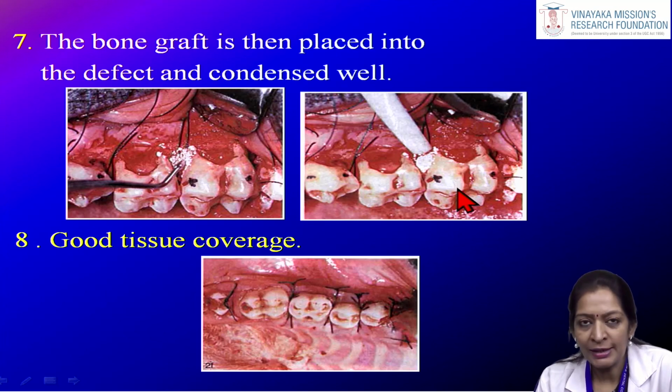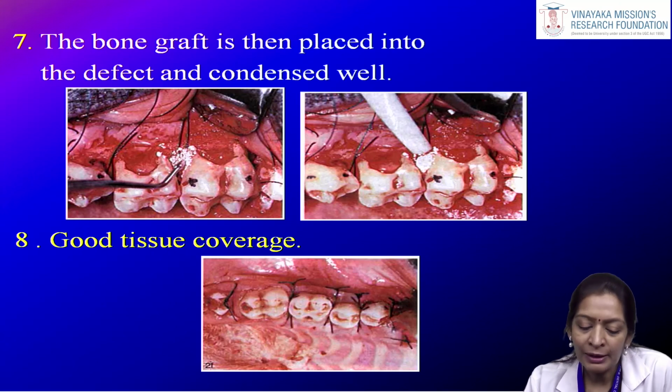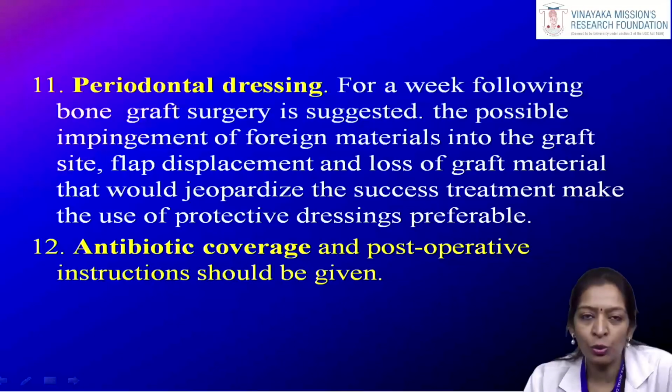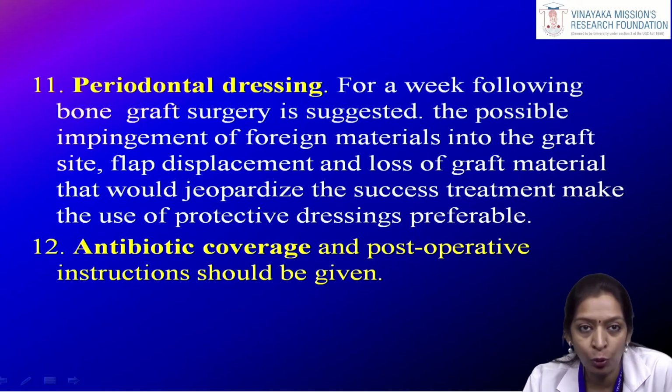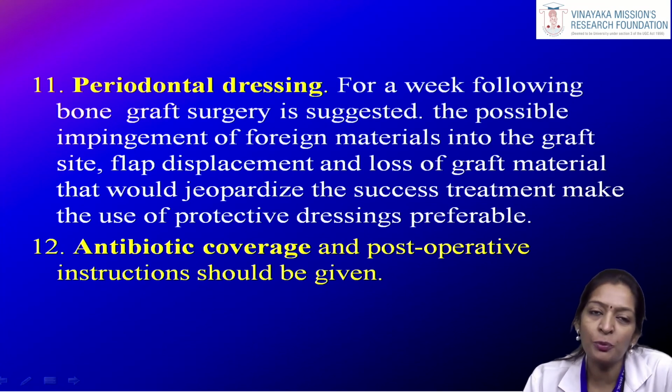So complete the bone grafting procedure, then place the flap in the proper position, and complete coverage should be achieved. Suture it, because complete coverage is essential. Now the grafting procedure is over, then give a periodontal dressing. Why is a periodontal dressing given? Because you have placed a bone graft. So we avoid flap displacement as well as loss of the graft material, and to protect that area from any foreign materials or injury, we place a periodontal dressing.